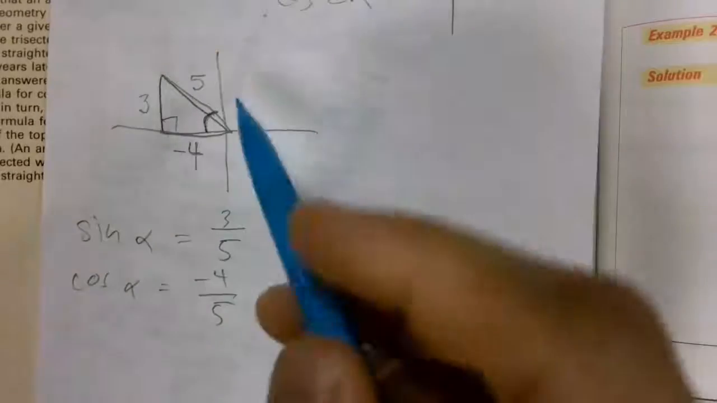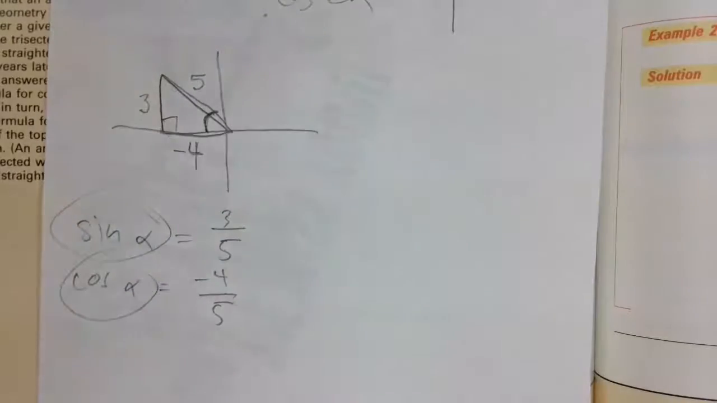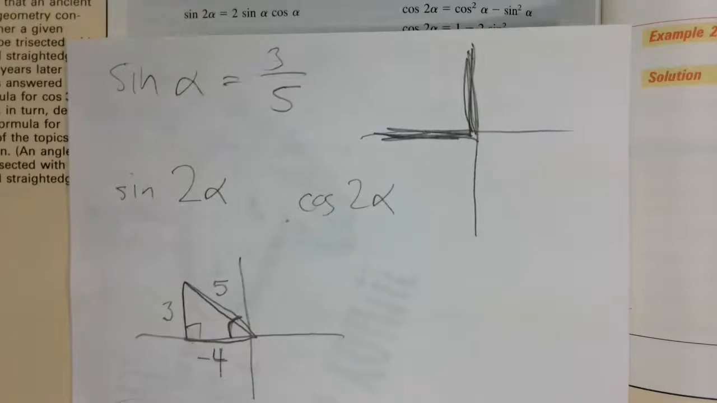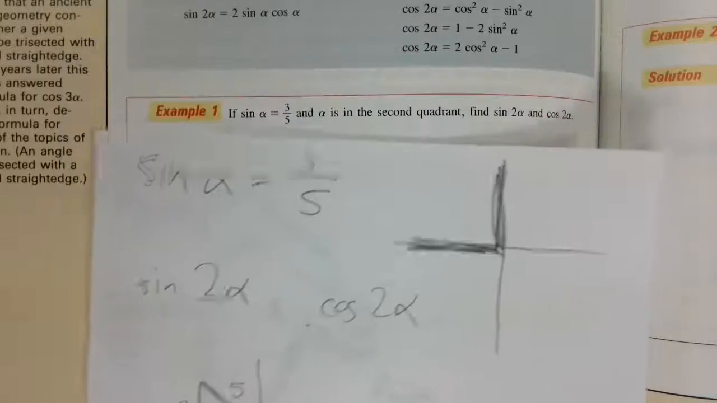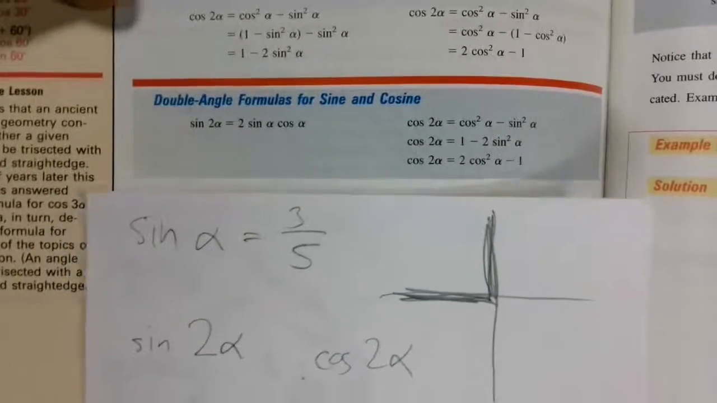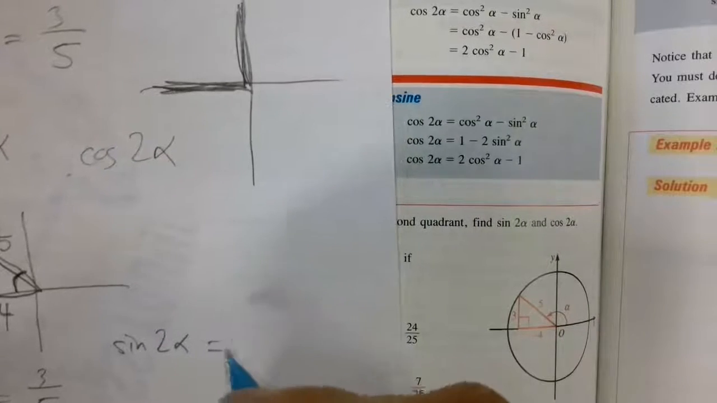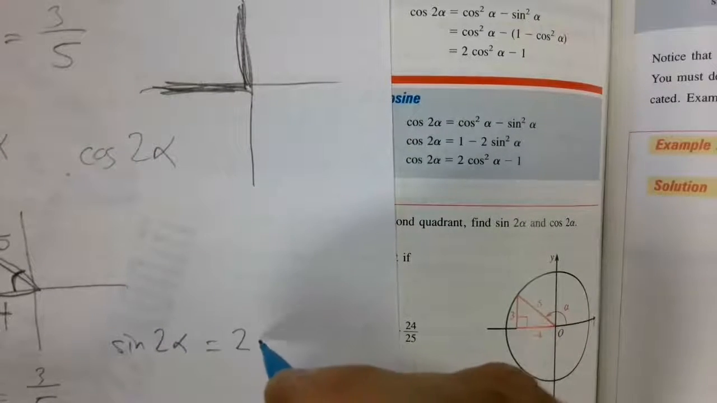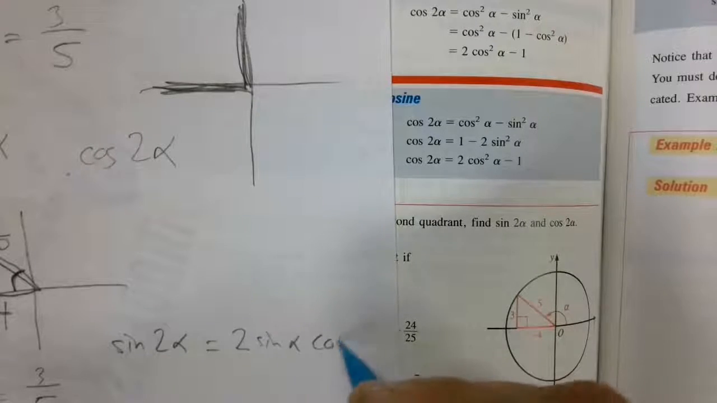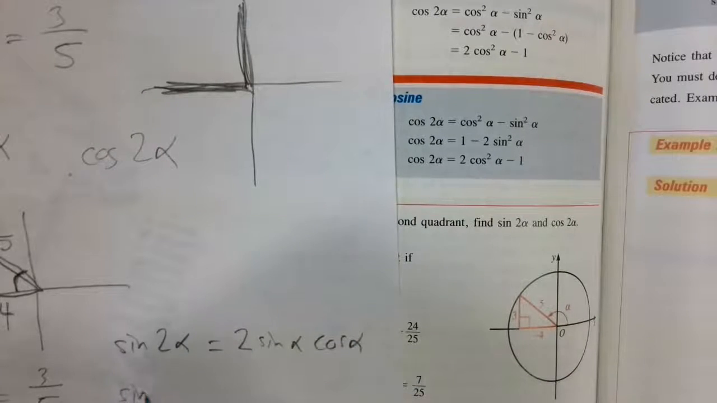-4/5. So now if we have the sine and the cosine, can we figure out the sine of 2A and the cosine of 2A? Yes, because look right here. We're going to use this gray box formula. The sine of 2A is equal to 2 times the sine of A times the cosine of A. So what's the sine of 2A?